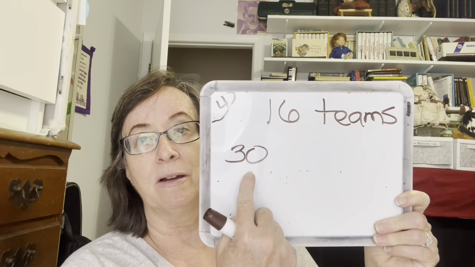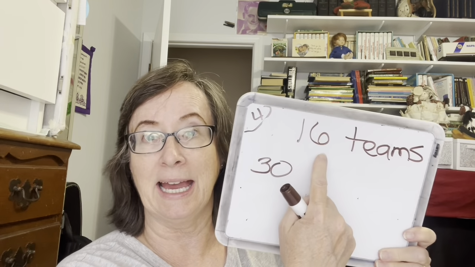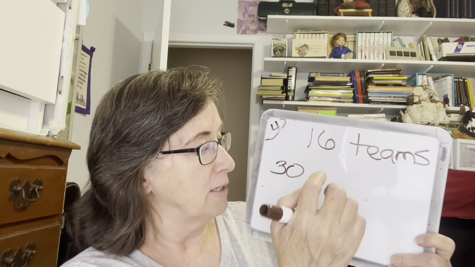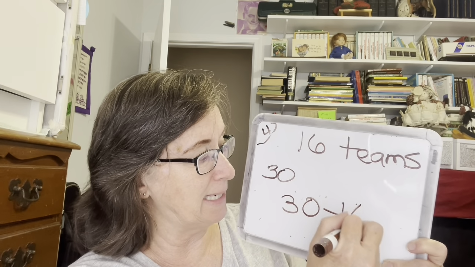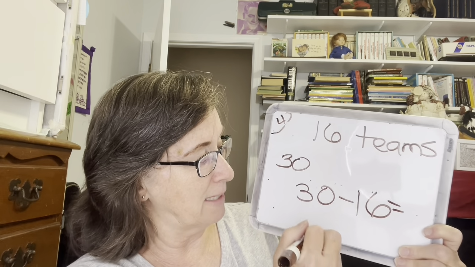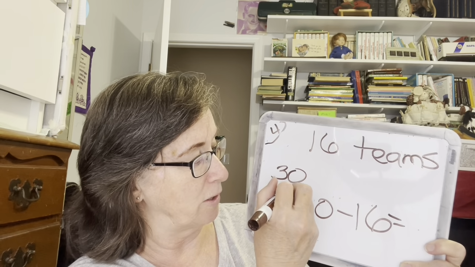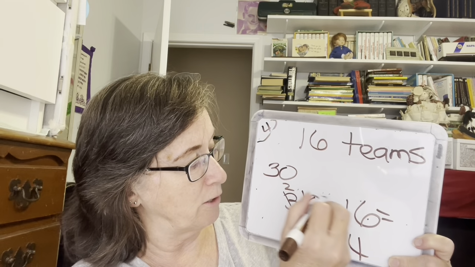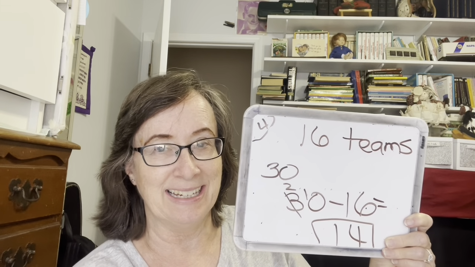Okay, so we had 30 in 1998, and we had 16 because we had 2 leagues of 8 teams each. So aren't we going to do 30, take away 16, and that's going to be what? Since I can't do 0 minus 6, I'm going to have to do this. And 10 take away 6 is 4, and 2 take away 1. So there are 14 more teams added between the 2 dates.